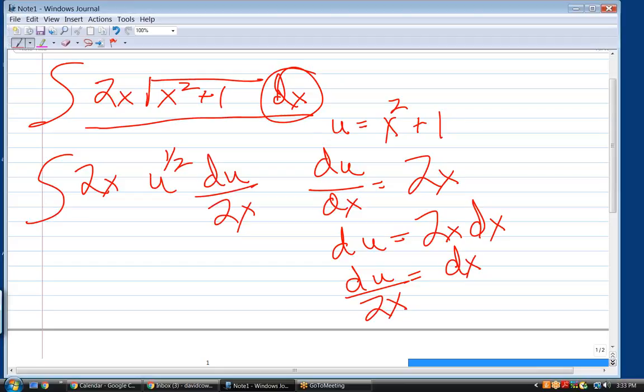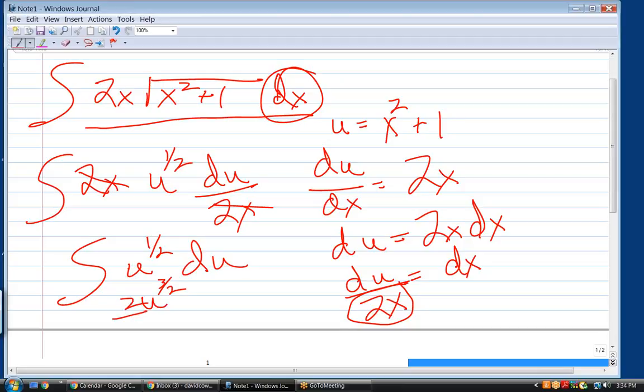Notice that the derivative of u always ends up in this denominator. And it cancels out that 2x. And now I have something that I know how to integrate. How do I integrate this? What's the integral of u to the 1/2? It would be u to the 3/2 over 3/2, which is basically just 2u to the 3/2 over 3. Okay, and then I go back, and for u, I substitute x squared plus 1, and I have my answer.